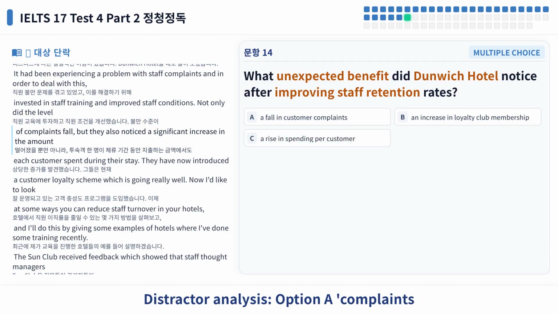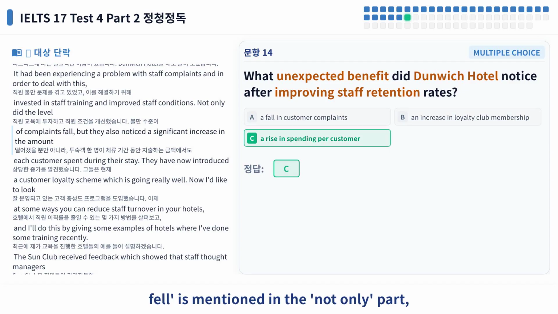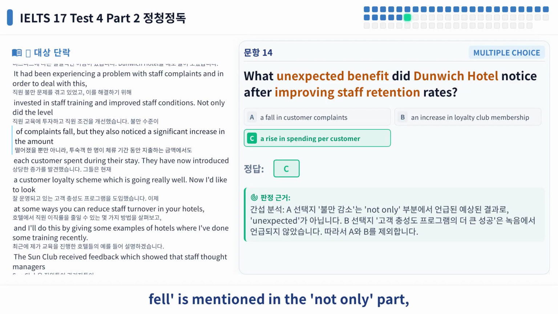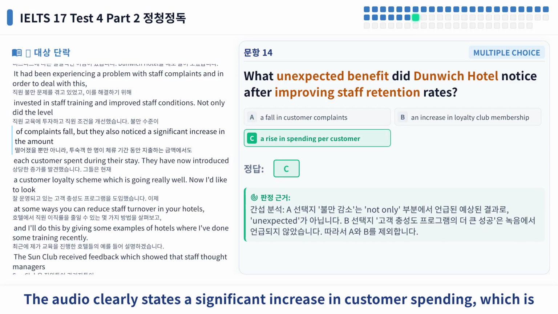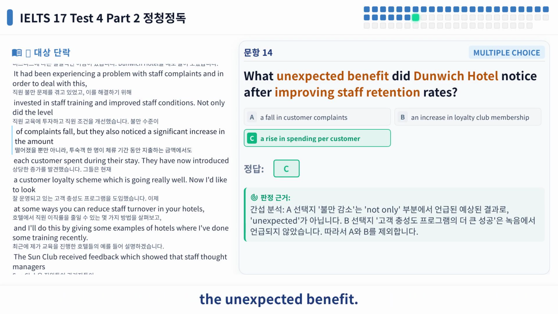Distractor analysis. Option A, complaints fell, is mentioned in the "not only" part, which is an expected result, not unexpected. Option B, customer loyalty program became more successful, is not mentioned in the audio. So A and B are eliminated. Q14 answer is C. The audio clearly states a significant increase in customer spending, which is the unexpected benefit.